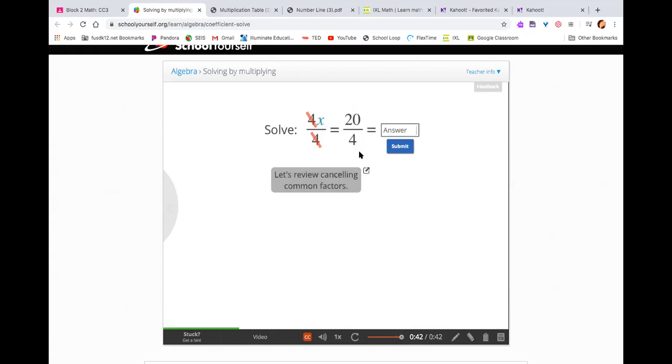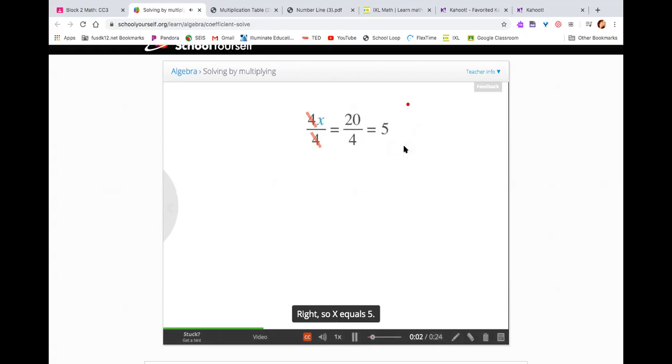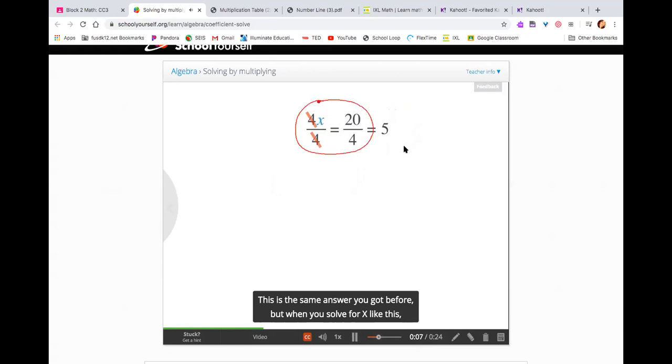So what is 20 divided by 4? 5. Right, so x equals 5. This is the same answer you got before, but when you solve for x like this, there's no guessing involved.